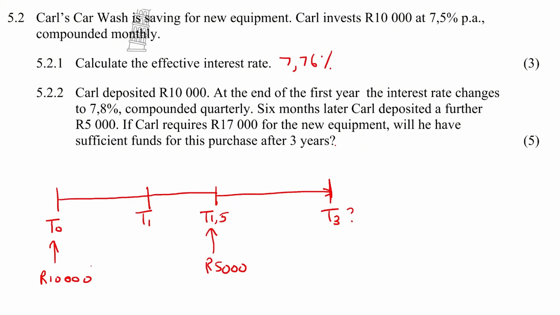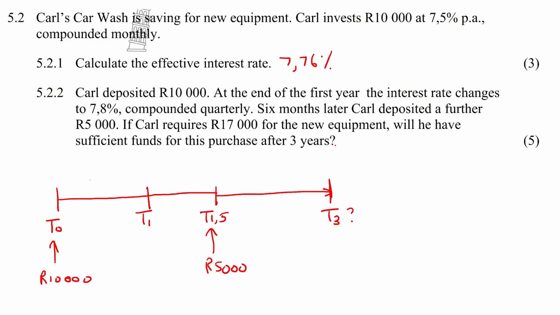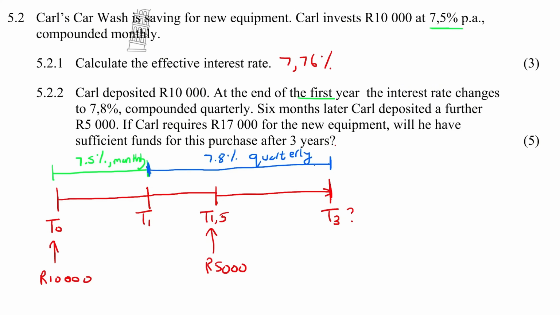Let's see. Now the interest rate. The interest rate for the first year is going to be the original 7.5% compounded monthly. Okay. Then they say at the end of the first year, so over here, the interest rate changes to 7.8% compounded quarterly, and it stays like that all the way to the end. So that's going to be 7.8% quarterly. Let's actually do that in a different color. There, and that's going to be 7.8% quarterly.